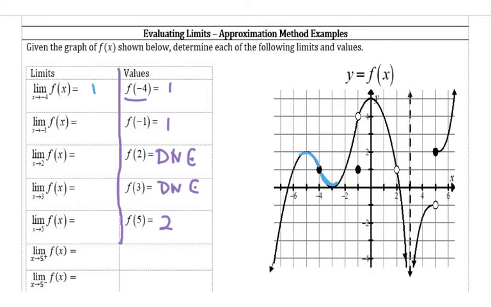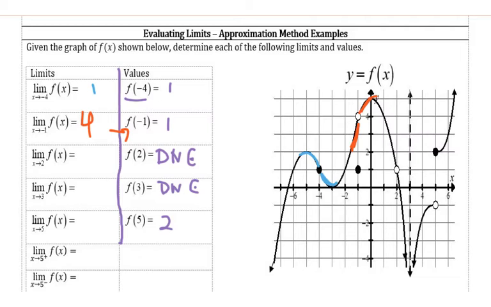Similarly, for x approaching -1, from the left and from the right, both pieces of the graph are approaching 4. Now, the function isn't 4 when x is -1. We just identified that over here. The value of the function is 1. But what is it approaching from the left and from the right? Right before we get to -1 and right after we leave -1, we are approaching the y value of 4. So the limit is what it is approaching from the left and the right.